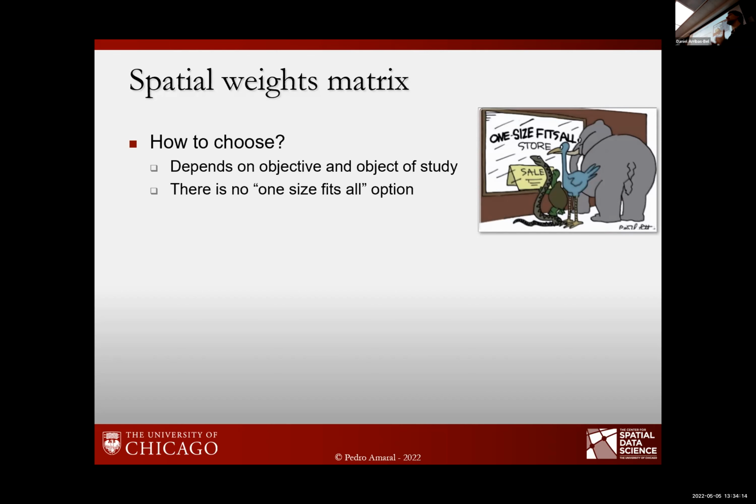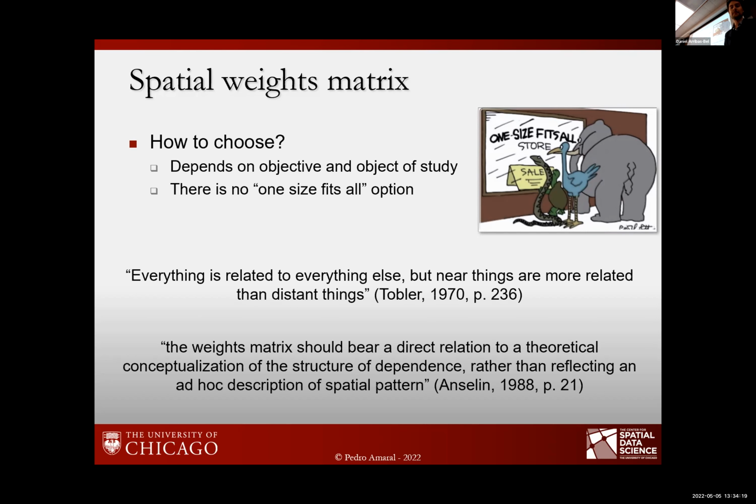I mean, there's not a single matrix that will be able to represent all the processes that we have out there. Of course, these matrices must take into account that everything is related to everything else, but near things are more related than distant things. And then, as I said, the weights matrix must have a direct relation to the theoretical conceptualization of the structure of the dependence. So it must represent the process that we are studying, rather than just reflecting an ad hoc description of spatial patterns.